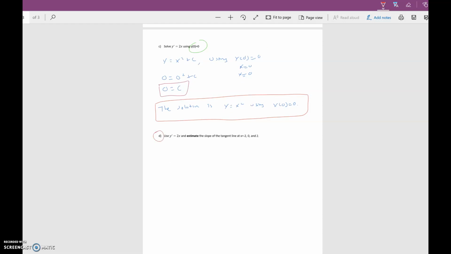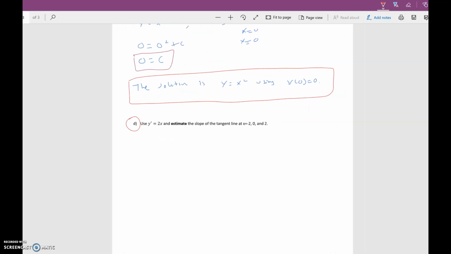Now, in part D, this is the idea once you're going into problems that you cannot solve using elementary functions. One of the things you can do is estimate the actual slope of the tangent line given coordinate points, or given an initial coordinate point. And here's how it goes.